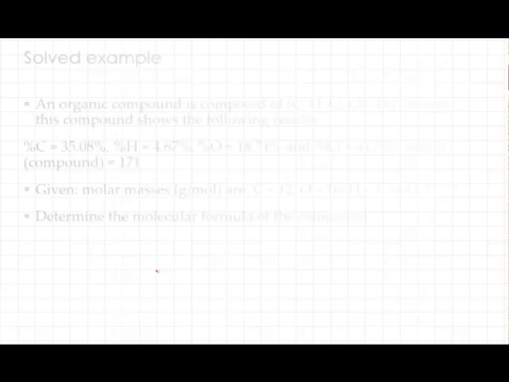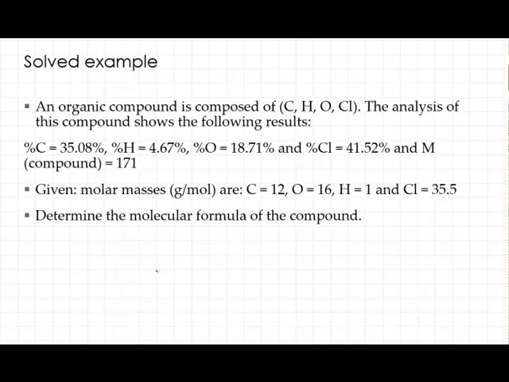Another solved example we have. Another type of example, as follows. An organic compound composed of 4 chemical elements, this time carbon, hydrogen, oxygen, and chlorine. The analysis of this compound shows that we have the percentage of carbon, hydrogen, oxygen, and chlorine. And also we have the molar mass of the compound. Given, we have the molar mass of each element.